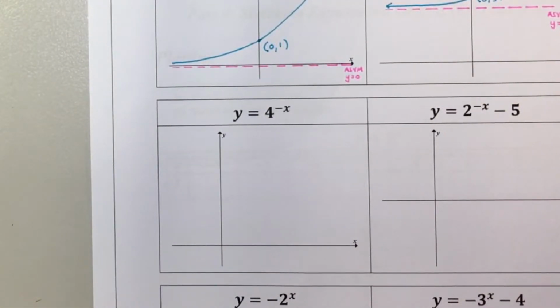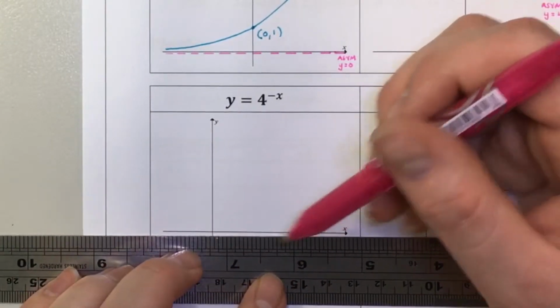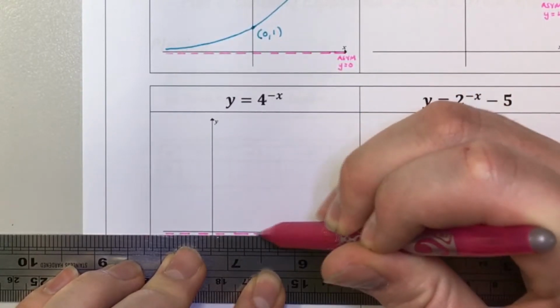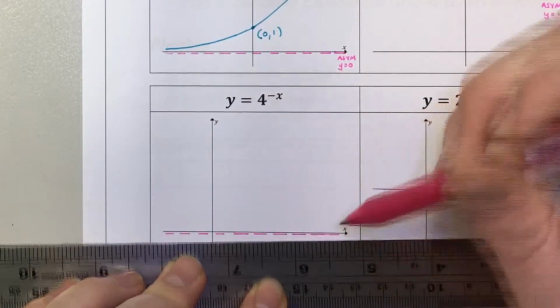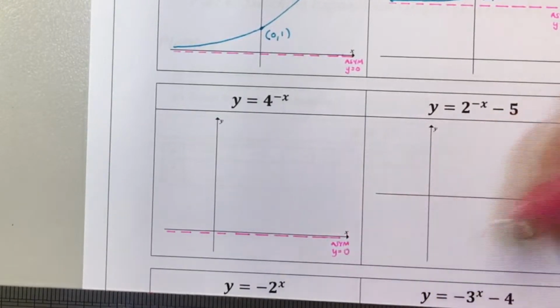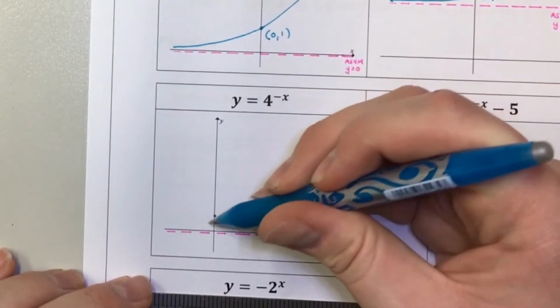Now, 4 to the negative x. The asymptote is where? 0. What would be the y-intercept? When x is equal to 0, what would be the y-intercept? It'd be 1. Stop saying negative. He's adamant it is negative.